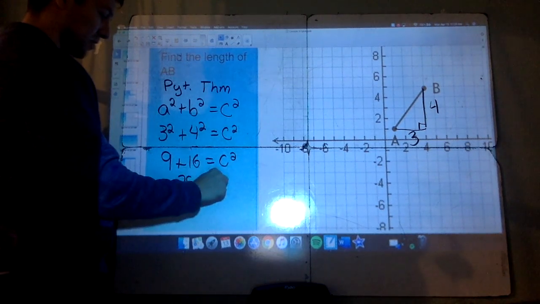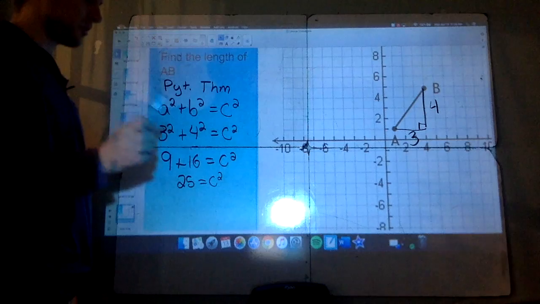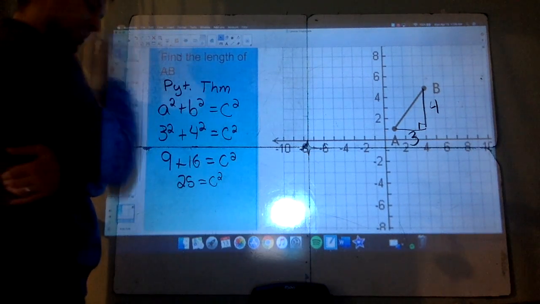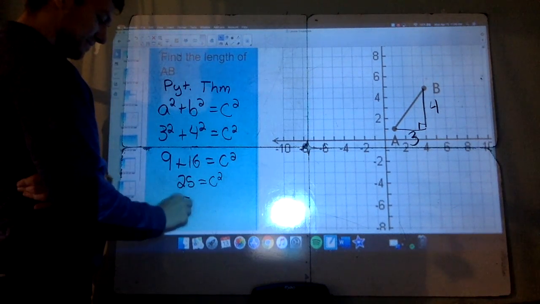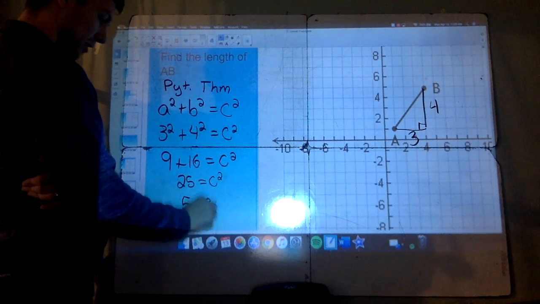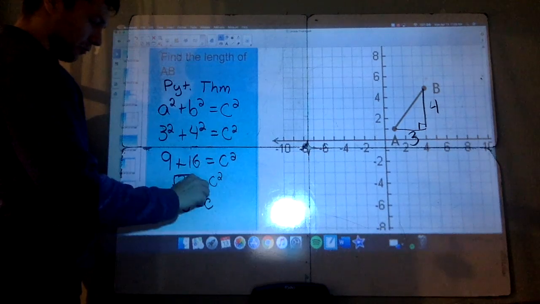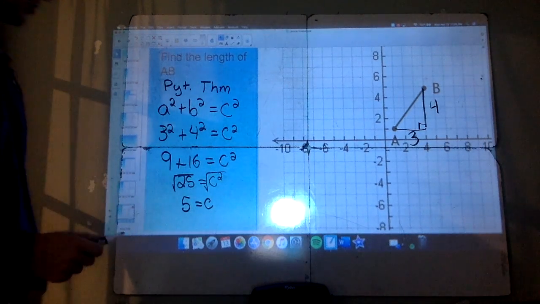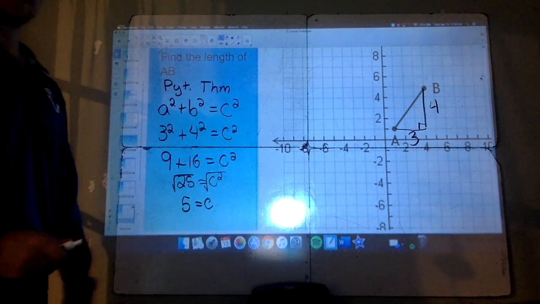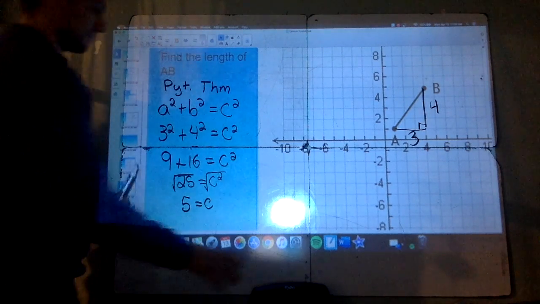25 equals c squared. What number times itself is 25? If you said 5, you are correct. Another way to show that work is called square rooting both sides. It undoes the squared. So we got that to be a length of 5.